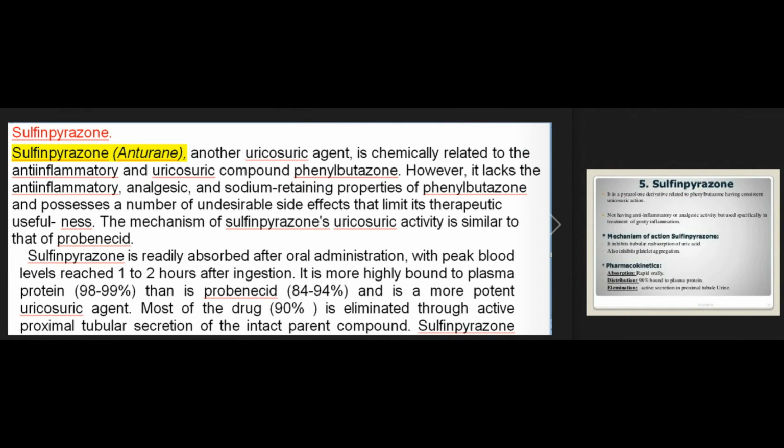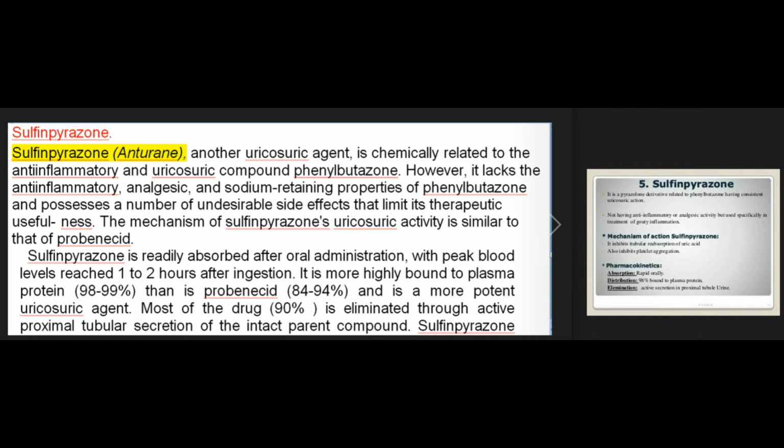Sulfenpyrazone. Sulfenpyrazone, another uricosuric agent, is chemically related to the anti-inflammatory and uricosuric compound phenylbutazone. However, it lacks the anti-inflammatory, analgesic, and sodium-retaining properties of phenylbutazone and possesses a number of undesirable side effects that limit its therapeutic usefulness. The mechanism of sulfenpyrazone's uricosuric activity is similar to that of probenecid.